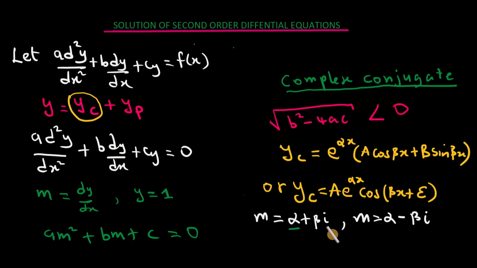Alpha is the real part and i here indicates the complex part. You see, in the first m, the real part and the complex part are separated by a positive sign, and then in the second case, they are separated by a negative sign. That means the sign has changed from positive to negative. When this happens, we say that one is the conjugate of the other. So that's what they mean by complex conjugate roots. So the roots need to be conjugates of each other before this formula can work.